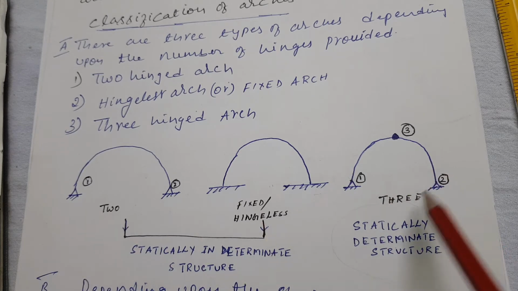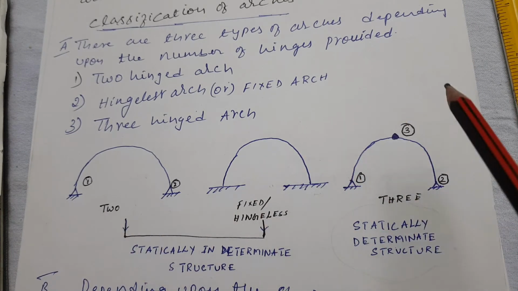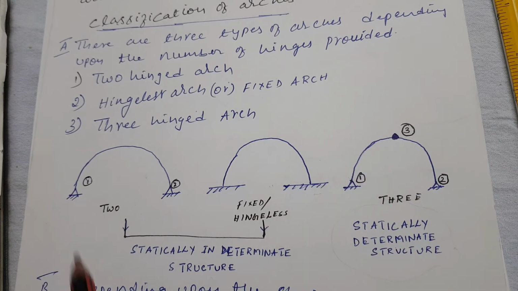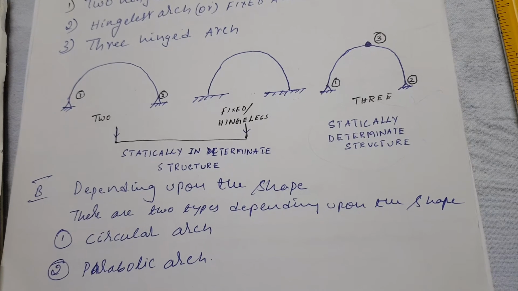Based on the hinged supports we have three different classifications. One is two-hinged, hingeless arch or fixed arch, another one is three-hinged arch. In your syllabus we are focusing mainly on determinate structures, so we are concerned only with one arch, that is the three-hinged arch. So even based on the shape, arches are classified into two different types.